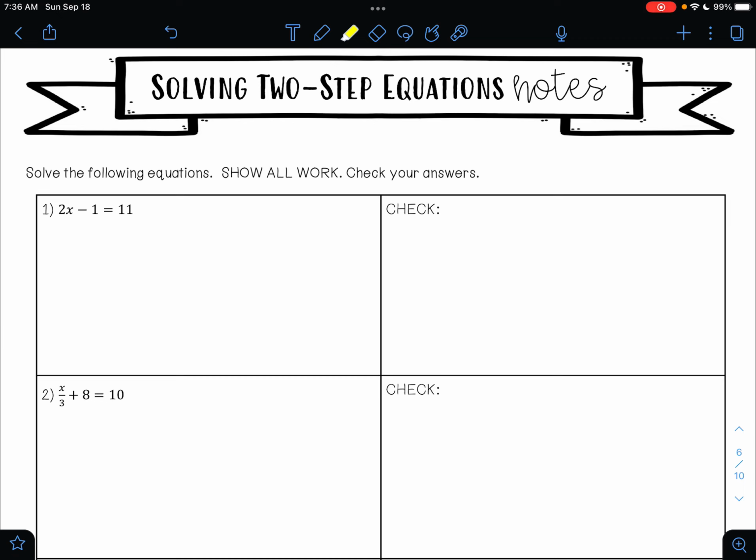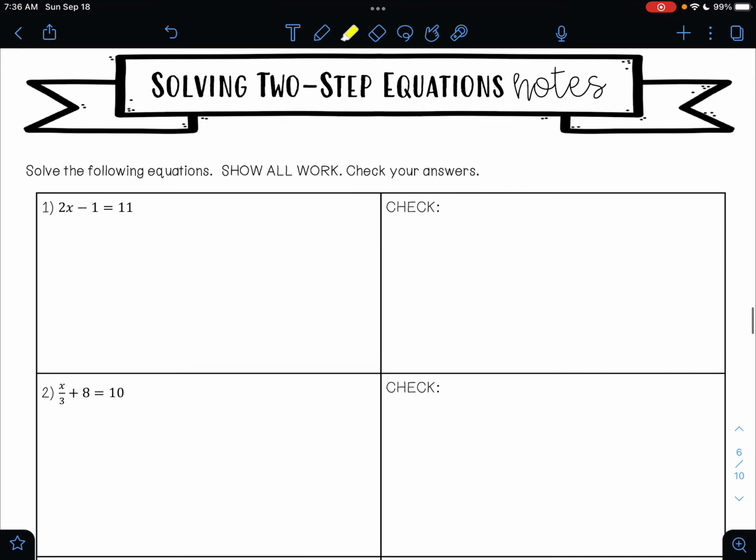In this video, we're going to be learning how to solve two-step equations. So it says solve the following equations, show all work, and check your answers. On number 1, we have 2x minus 1 equals 11. Our goal is to isolate the variable. So right now I want to get the term that has the variable in it by itself. So I want to get 2x alone.